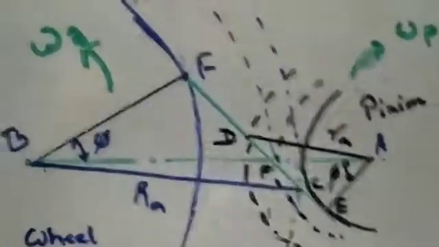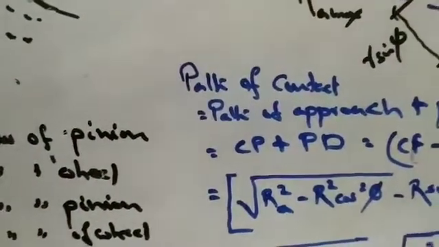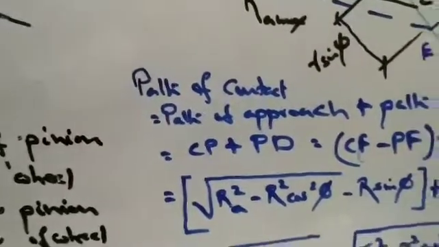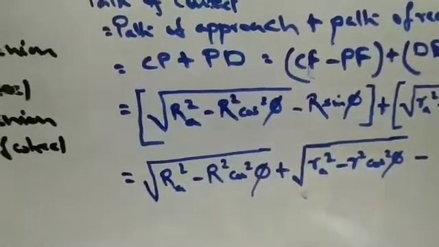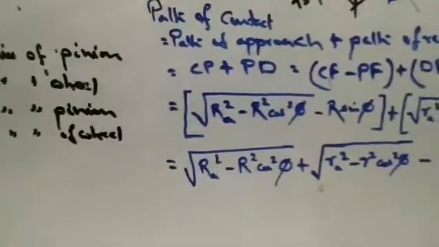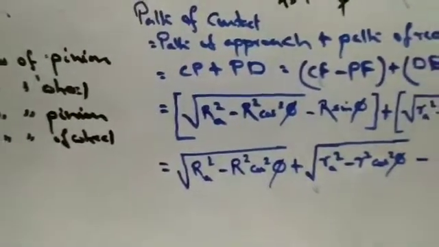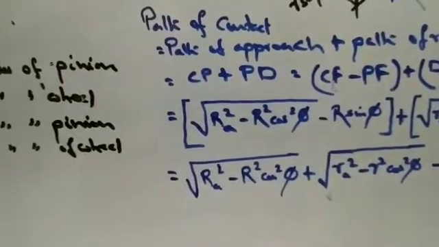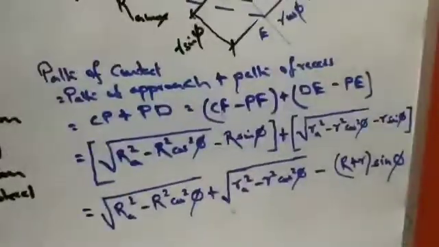This is the path of contact CD. If we know the radius of the addendum circle and the pitch circle of the wheel, and the addendum circle and pitch circle of the pinion, and also the value of phi, which is the pressure angle, we can easily calculate the path of contact. So this is all about the path of contact that we have discussed in this lecture.